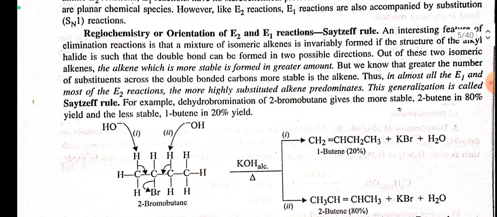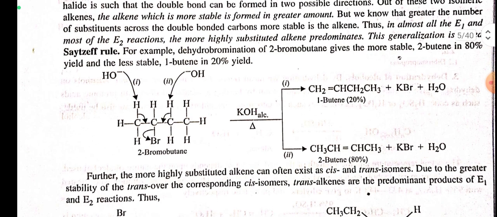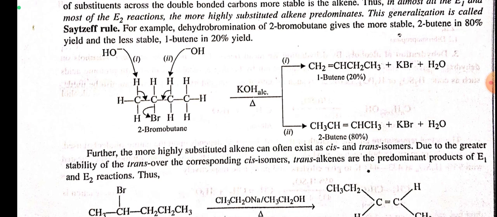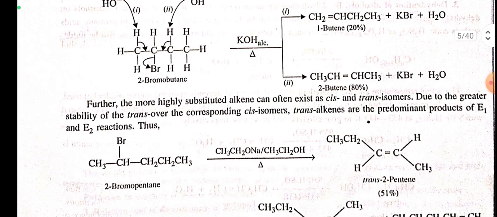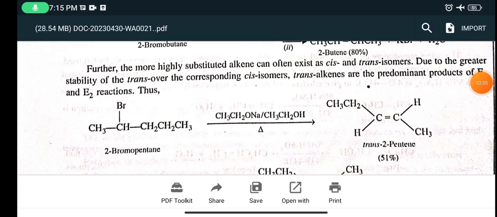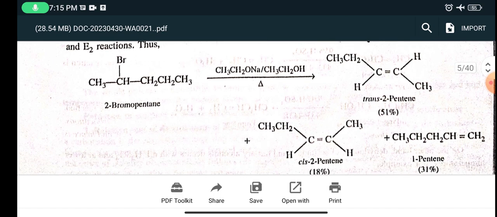For example, dehydrobromination of 2-bromobutane gives the more stable 2-butene in 80% yield and the less stable 1-butene in 20% yield. Further, the more highly substituted alkene can often exist as cis and trans isomers. Due to the greater stability of trans over the corresponding cis isomer, trans alkenes are the predominant products of E1 and E2 reactions.